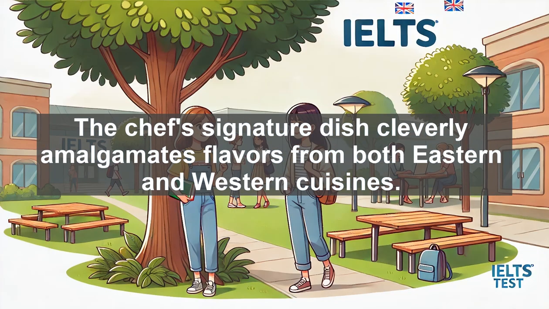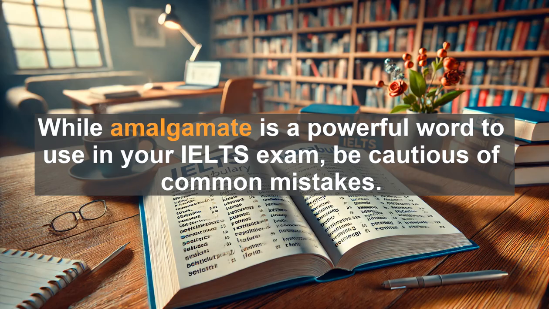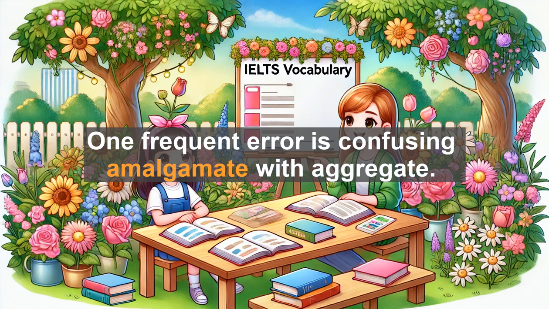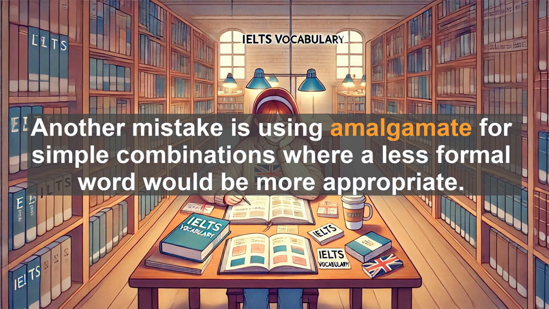The chef's signature dish cleverly amalgamates flavors from both Eastern and Western cuisines. Common errors in use. While amalgamate is a powerful word to use in your IELTS exam, be cautious of common mistakes. One frequent error is confusing amalgamate with aggregate. While both involve combining, aggregate usually refers to gathering items into a mass or total, whereas amalgamate implies a more thorough merging or blending.